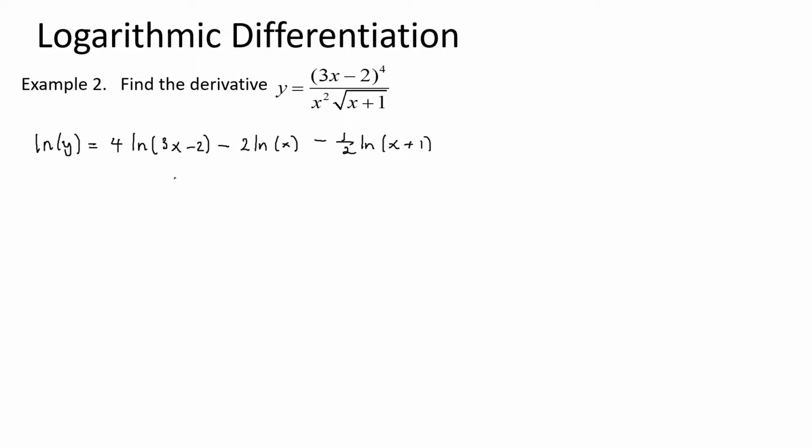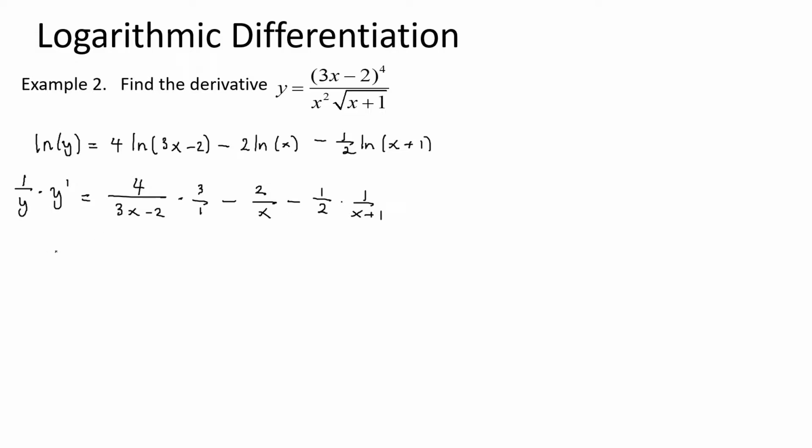Now we're going to take the derivative implicitly. So 1 over y times y prime. This will become 4 over 3x minus 2 times 3 over 1. The derivative of 2 times ln of x will be 2 over x, minus the derivative of 1 half ln of (x plus 1), which is 1 over 2 times 1 over x plus 1.